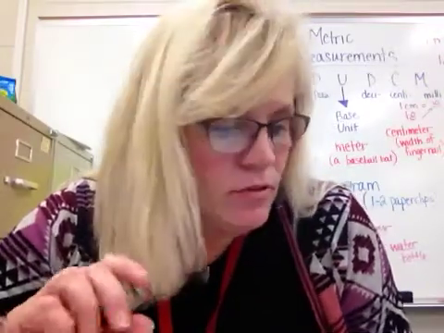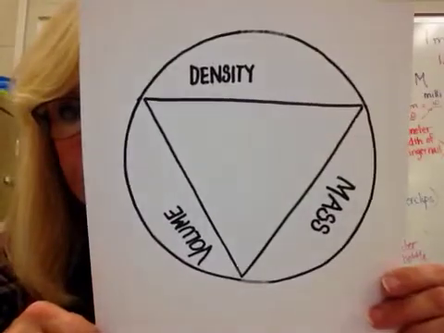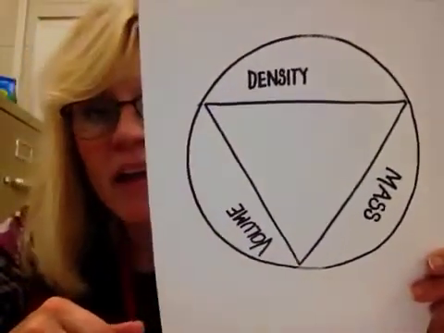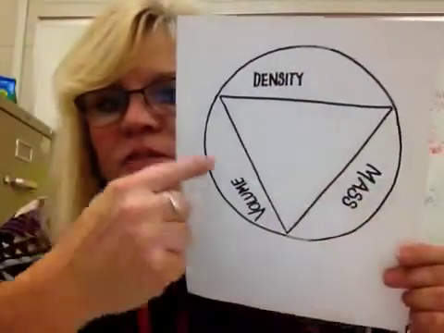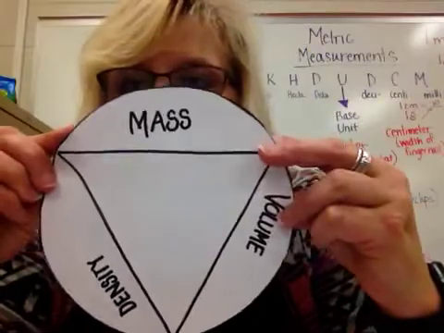For your interactive notebook, there is a foldable that you're going to create about mass, volume, and density. So the first thing that you need to do, if you haven't already, is pick up this circle page, and you need to cut out around the circle so that it looks like this. If you haven't done that yet, then pause the video, go get some scissors, and cut it out.